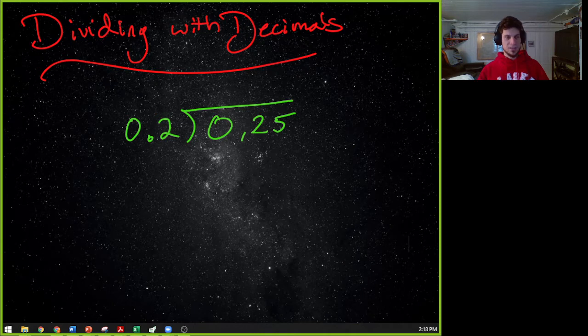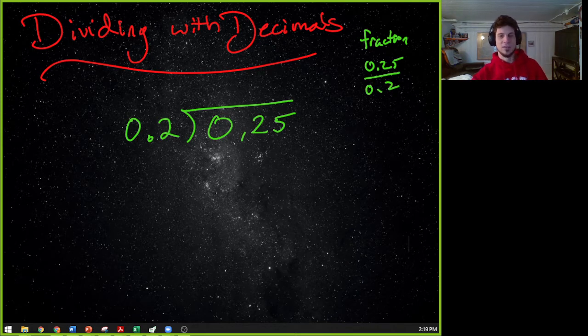If we were to look at this as a fraction, I could say that this is 0.25 over 0.2. Because what I'm going to do next is a perfectly legal thing to do in math. I want to get rid of the decimal point in that 0.2, so I want to move that decimal point over to here. I moved it over one space, or one digit. So I'm going to do the same thing to this side over here for my 0.25. Boom. Move it over one space.